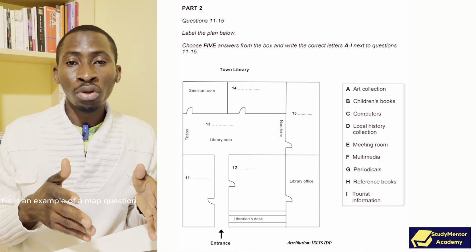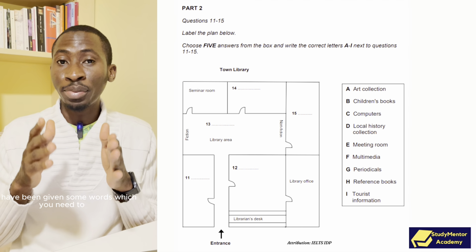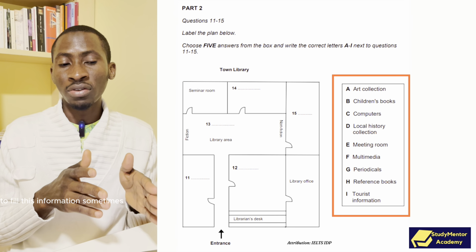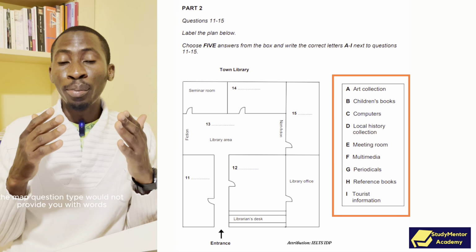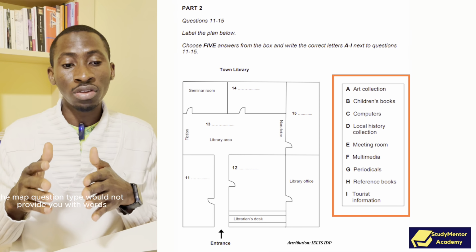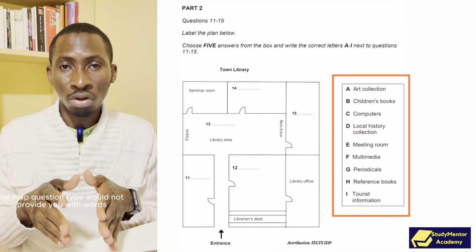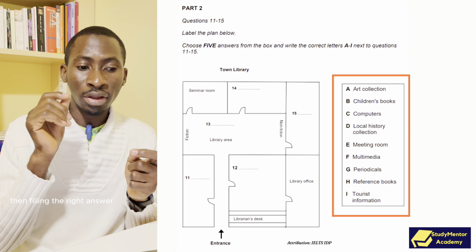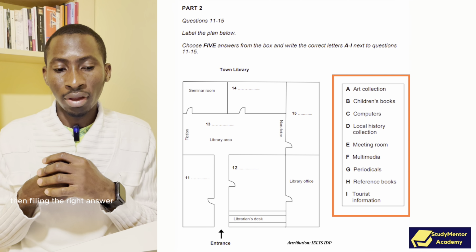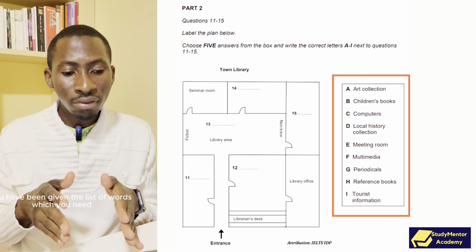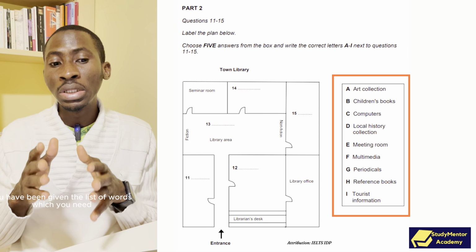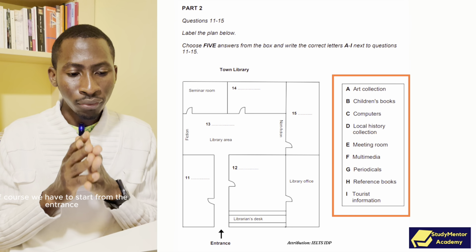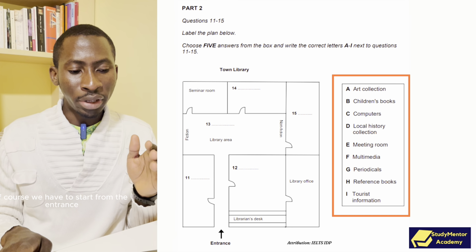So this is an example of a map question. You have been given some words which you need to fill this information. Sometimes the map question type would not provide you with words. So you have to listen and get the right information, then fill in the right answer. But in this case, you have been given the list of words which you need to use in filling these questions. Of course, we have to start from the entrance.